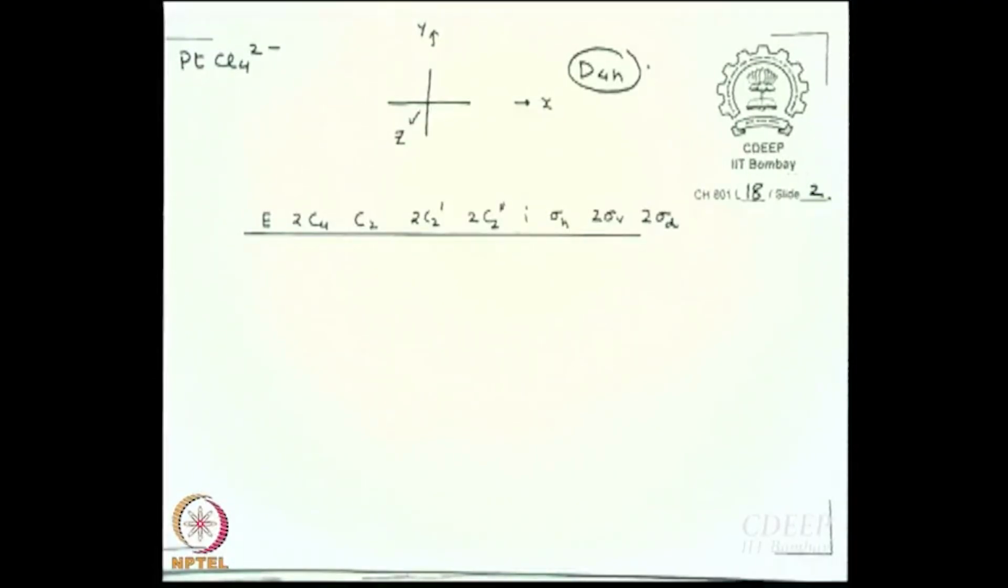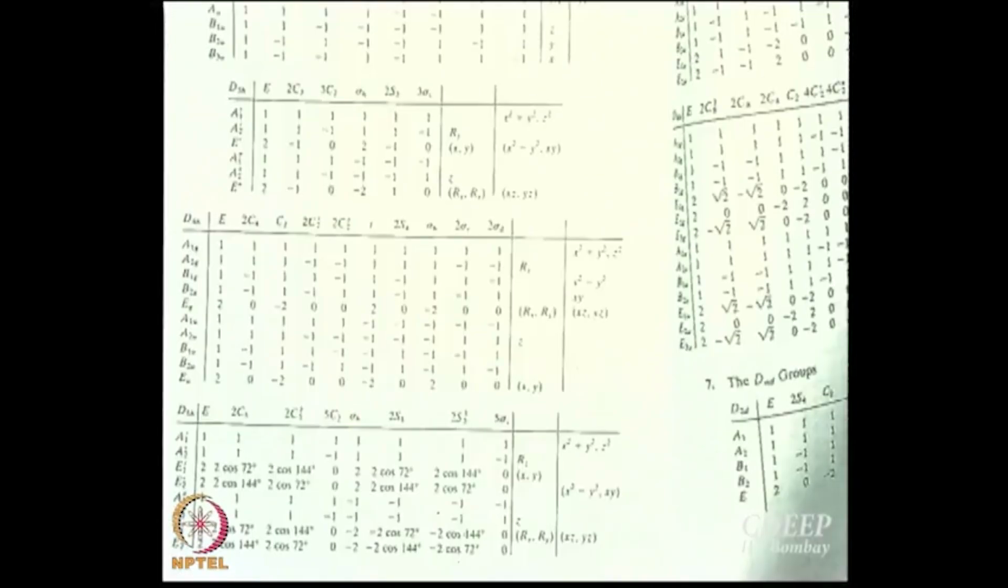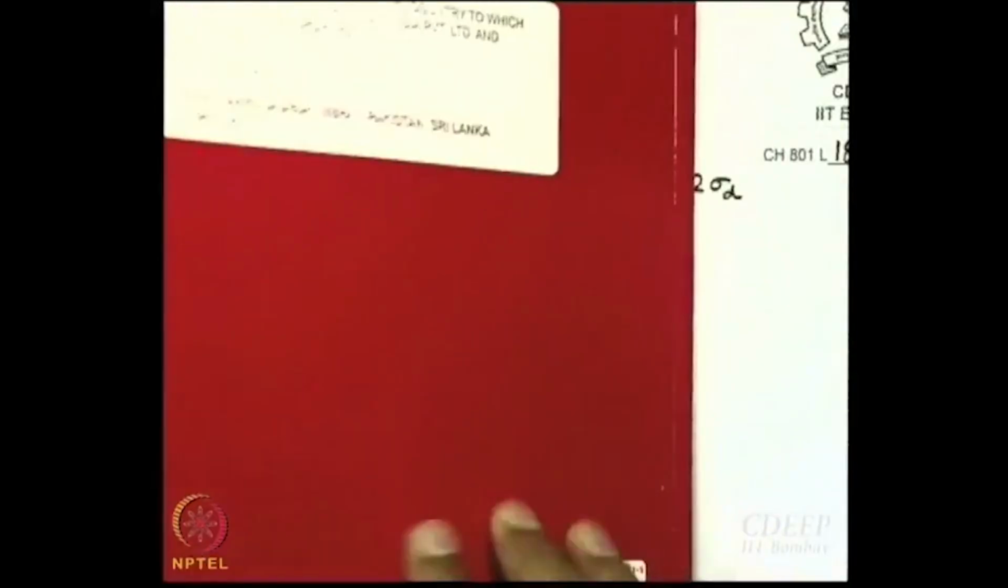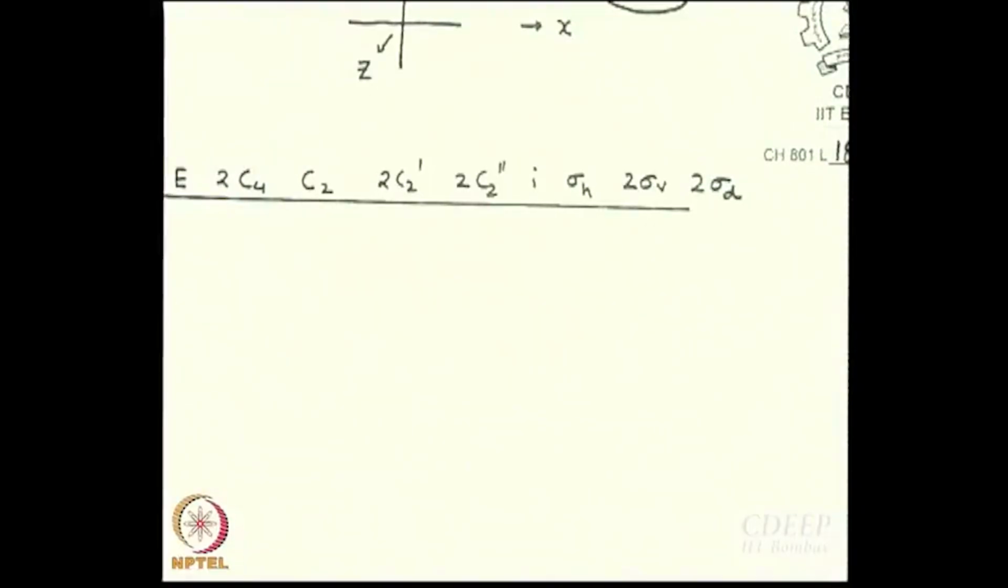Okay? I'll show you the character table. Okay, D4h, can you see? So E, 2C4, C2, 2C2 dash, 2C2 double dash, i, 2S4, sigma h, 2 sigma v, 2 sigma d. Alright? And what was that? S4, we have forgotten S4. Now that's a mess.